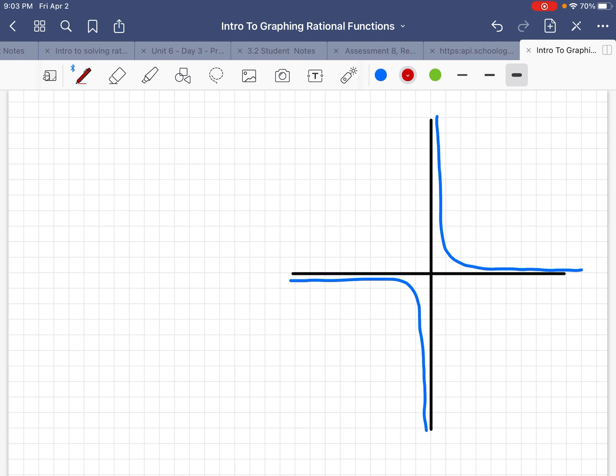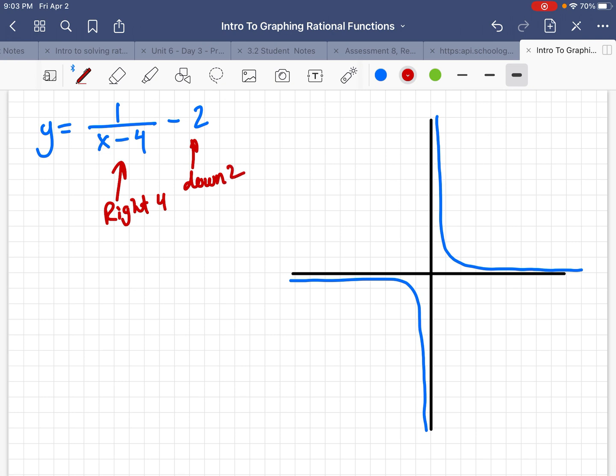And let's take a look at if we had y equals 1 over x minus 4. And let's do a minus 2. All right, so this graph moves to the right 4, and it moves down 2.